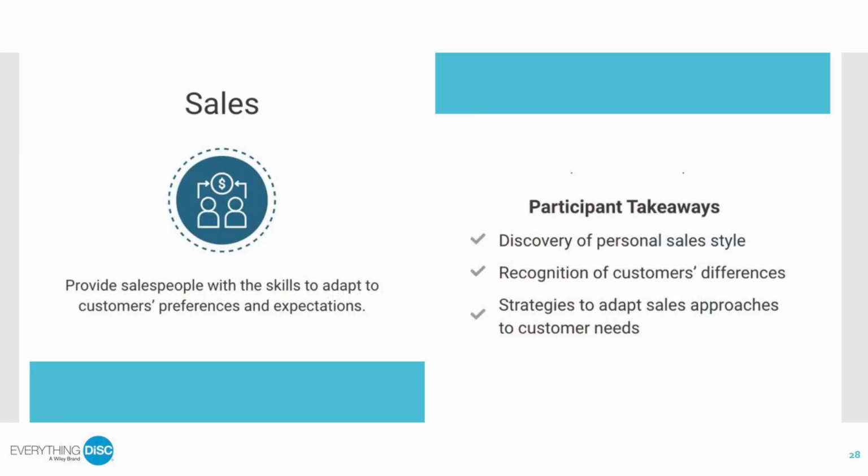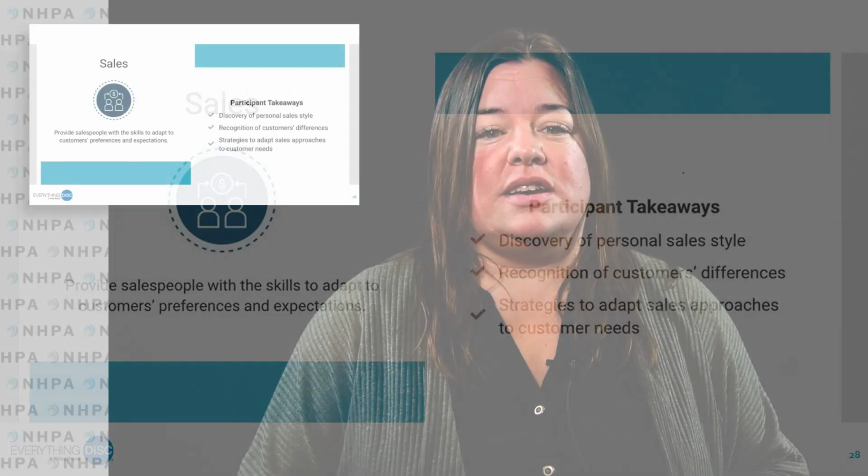Next is sales, and this one's really powerful, especially if you have a sales team. It provides sales folks with the skills they need to adapt to the customers' preferences and expectations. So they'll learn a lot about their own personal sales style and how they are as sales folks. And they'll learn more about recognizing what the customer style might be, or the different types of customers. And then they can learn some strategies on how to adapt their style to the style that will be best fit for reaching the needs of the customer.